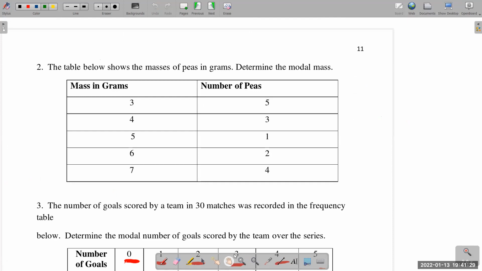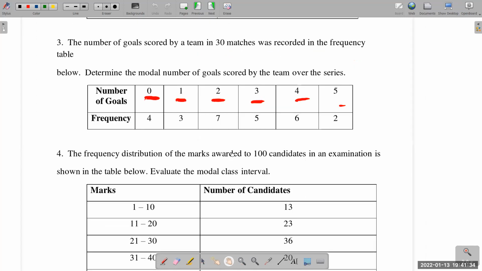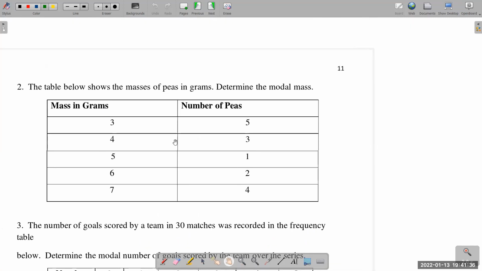Oh, this is the same thing. I thought this was the group data. In the group data. Okay, that is coming after. So this is easy. Which one is the modal grams? Easy stuff. Let's go. What is the modal mass? Three what? You're saying 3. Okay. Anybody else?